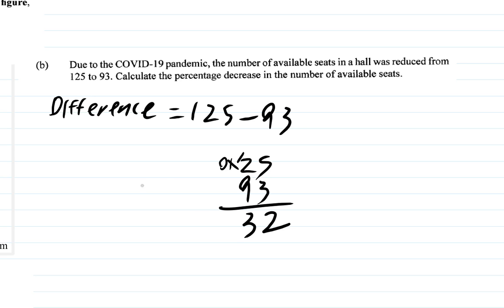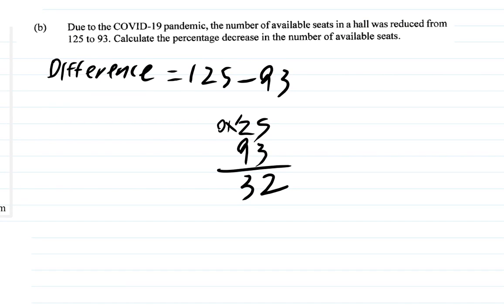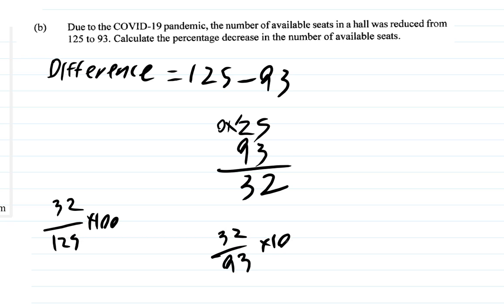Now the 32 must divide one of these. The question is which one? Because either you're going to say 32 over 125 times 100 to give you the percent, or you're going to say 32 divided by 93 times 100. The question is which one?